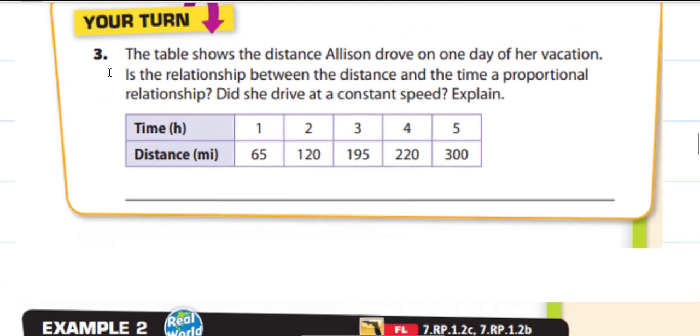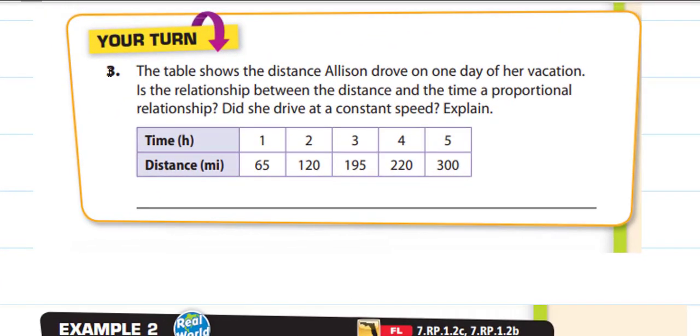Here is a table that I would like for you guys to try. So please pause the video now. Read the word problem and apply the same thing that we just did. Remember, the first thing you're going to do is label one of these words, time or distance, as x, and the other one as y.